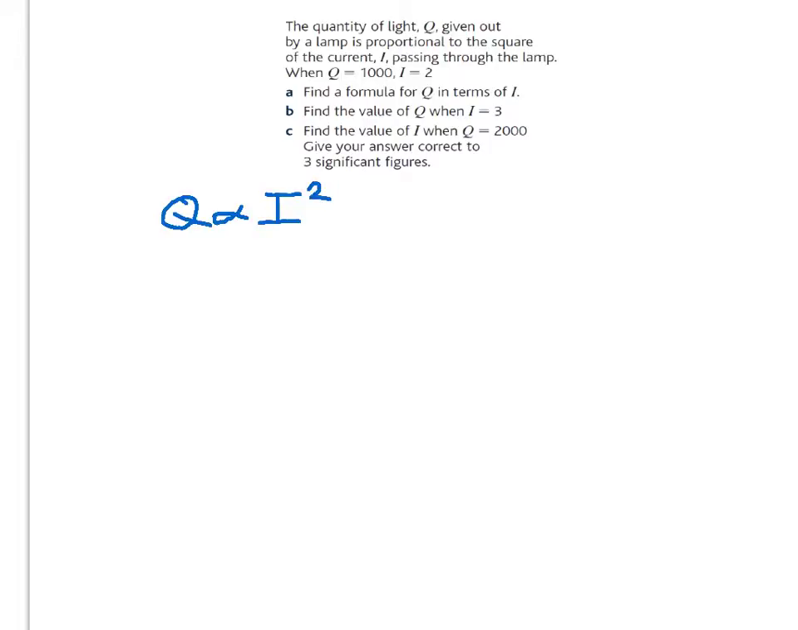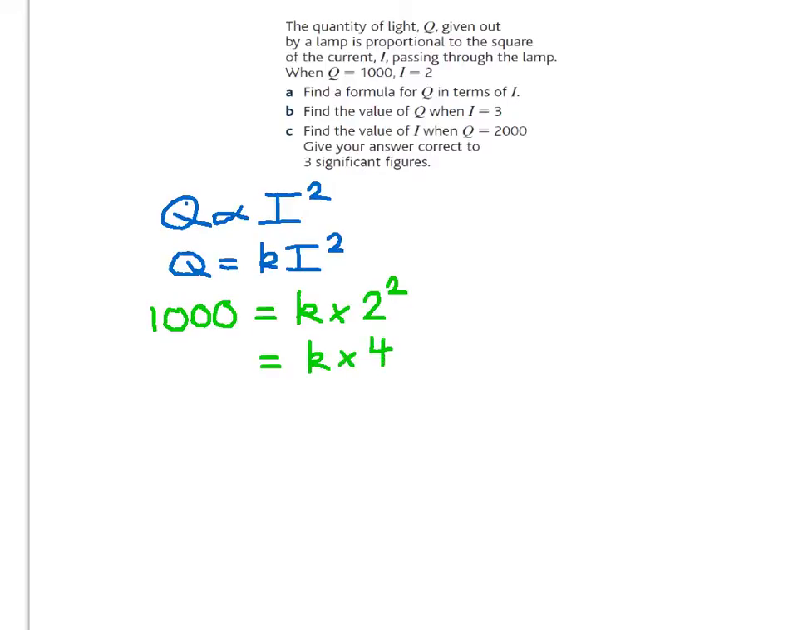Now, as with last lesson, if that's true, then Q must be equal to some number K, which is what we're going to go and find out, multiplied by I squared. So again, just as we did last lesson, we're going to put in these two numbers that it's given us into our formula and work out the value of K. So Q goes in as 1000, and that equals K multiplied by I squared, except I is now 2. Well, now I know that 2 squared is 4, so K times 4 equals 1000.